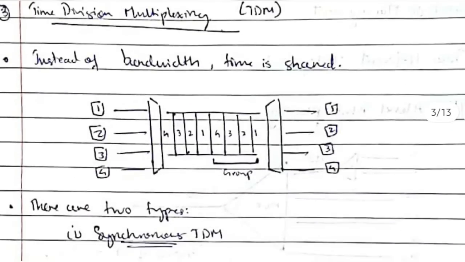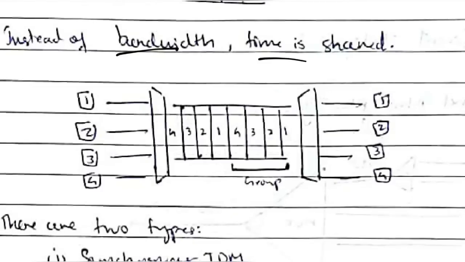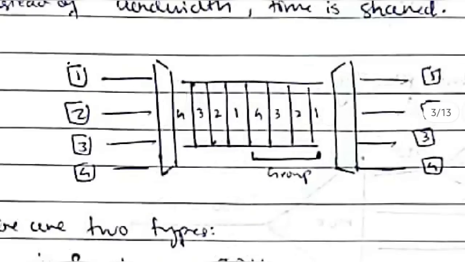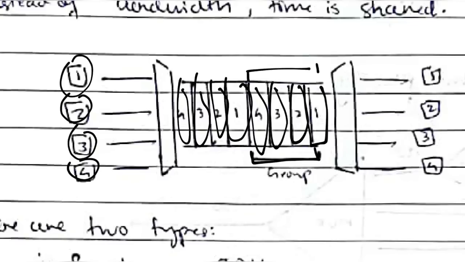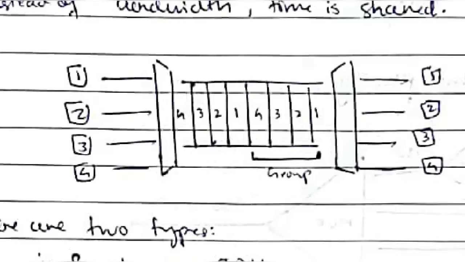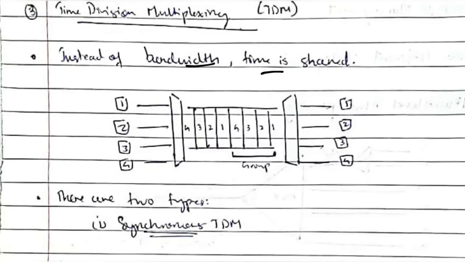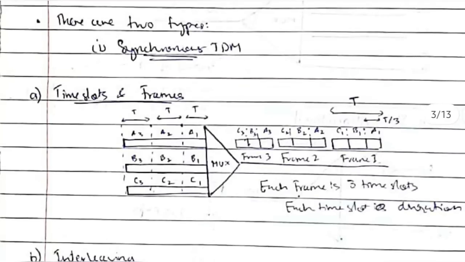In time division, instead of bandwidth the time is shared. It means if four signals are coming here, 1, 2, 3, 4, each will be given a slot of time. For one it will be this much time, then 2, then 3, then 4, then again 1, 2, 3, 4, like that. A group will be sent together, giving each one an equal amount of slot time, and that will be demultiplexed at the receiver end. Instead of bandwidth the time is shared. That's the only difference. And there are two types, synchronous TDM and statistical TDM.